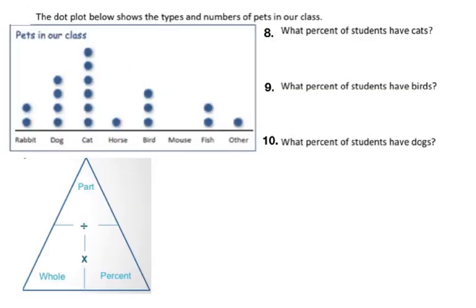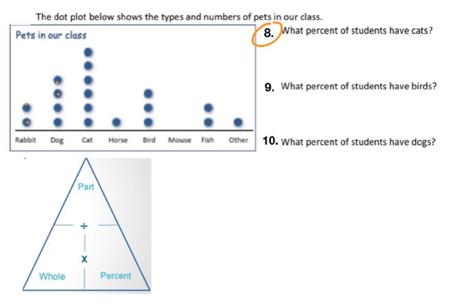Last part, dot plot. This is 8, 9, and 10. The dot plot below shows the types and number of pets in our class. What percent of students have? This is just finding percent, all right? So if you look at 8, for instance, what percent of students have cats? I counted up all these dots real quick, and there's 19. So the whole value, the number of students in the dot plot, is 19. There's 19 dots. What percent of the students have cats?